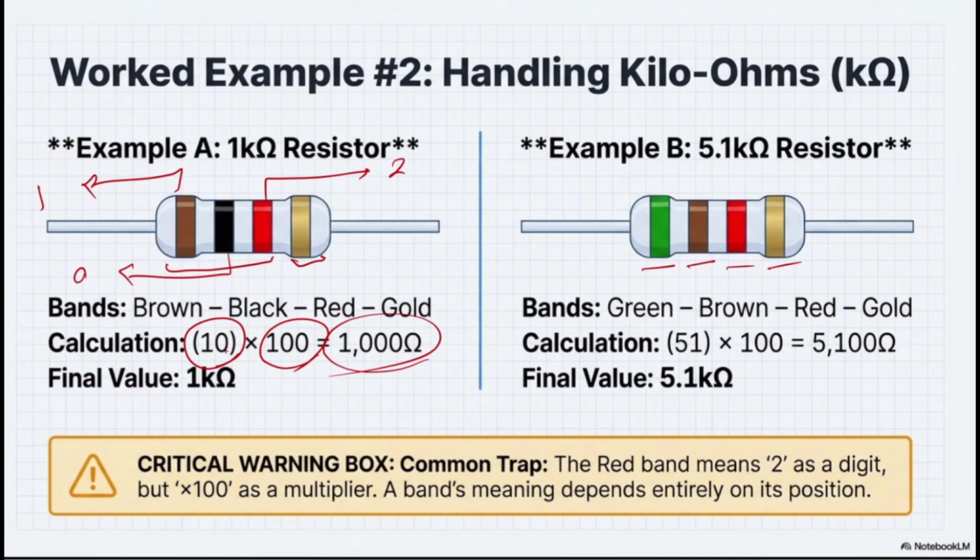So we do have it as green. Green means 5. And then we do have the next one as brown, means 1. Then we do have the red, means 2 zeros. And if you just do this calculation, you have 5.1K. The very important warning would be that this is a common trap.